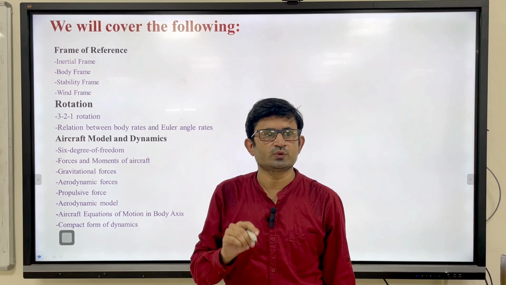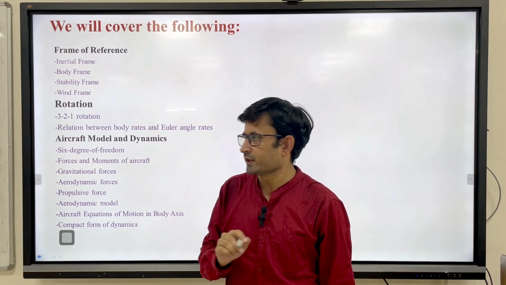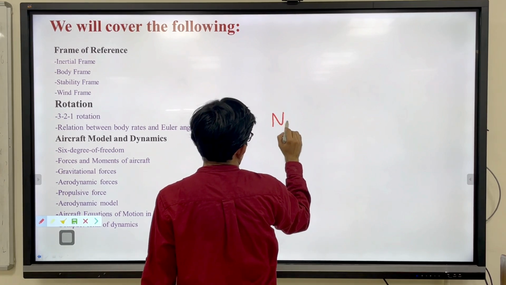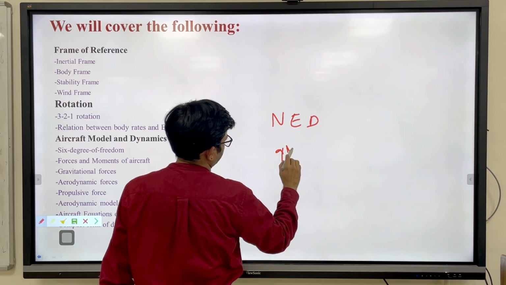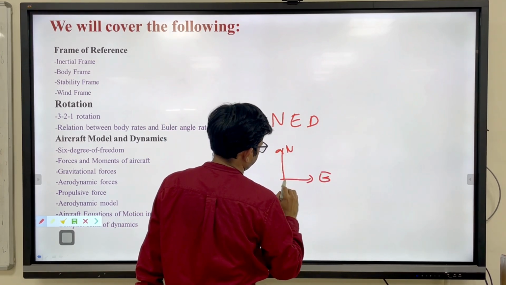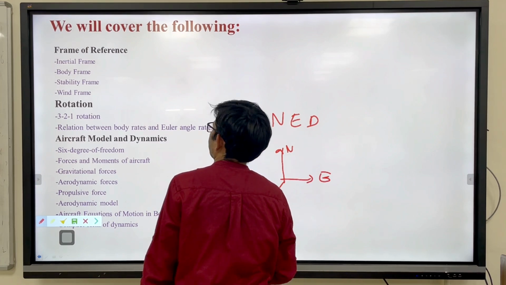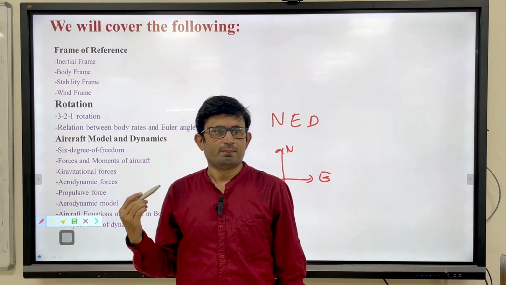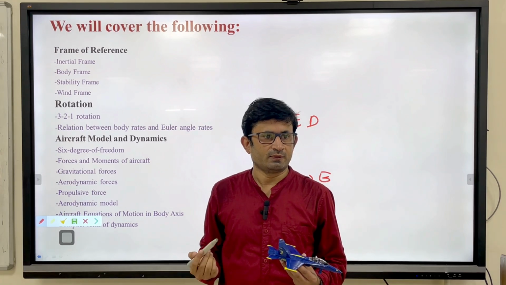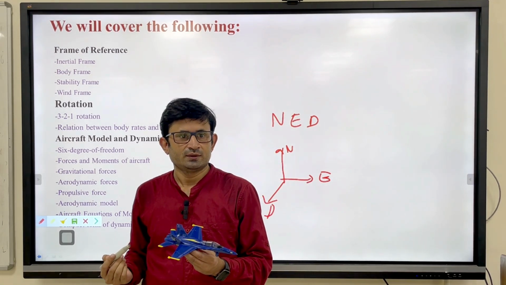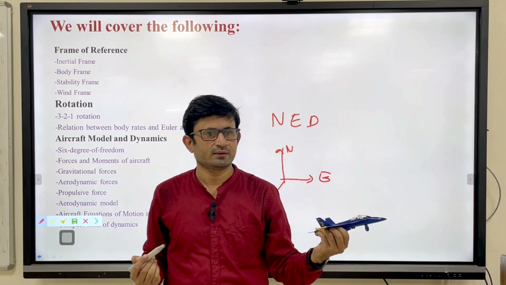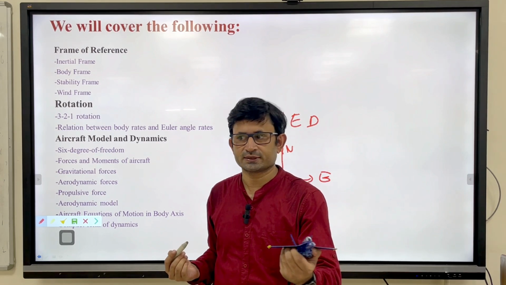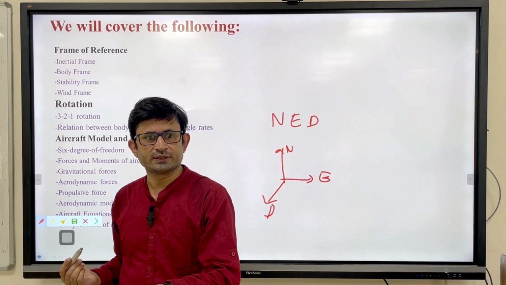An inertial frame can be drawn on the Earth also. You can take north, east and down. Let's say this is north, this is east and this one is down. But since our concern is the aircraft, the aircraft is moving, translating in 3 directions and orienting in 3 directions.